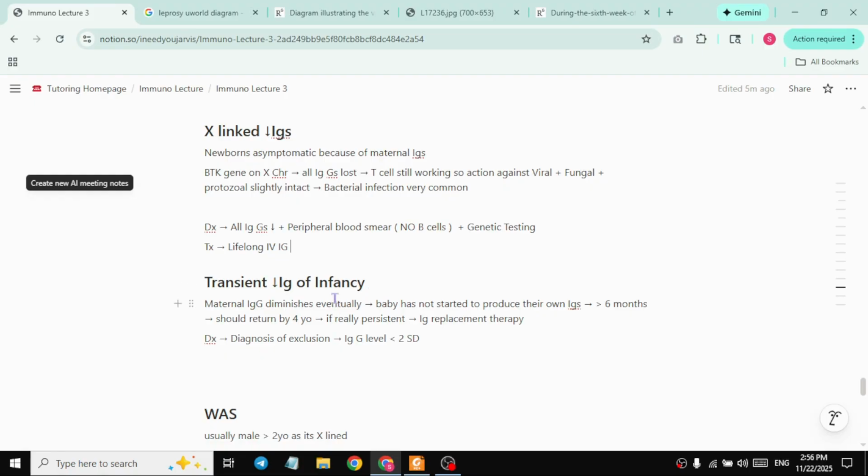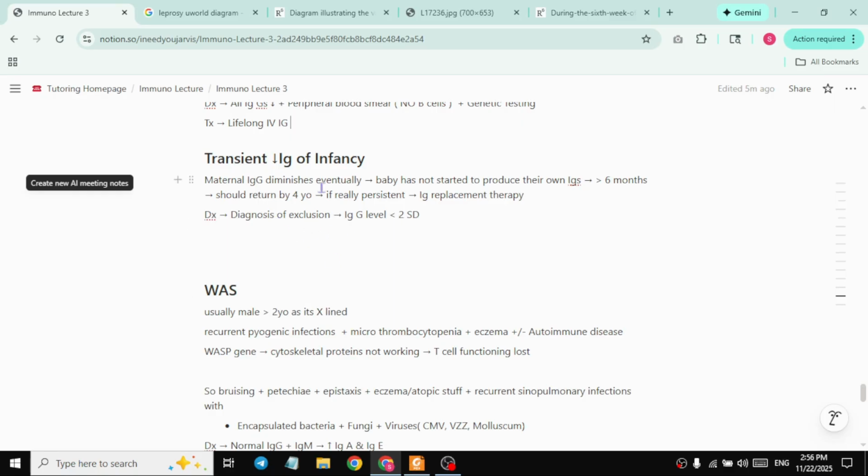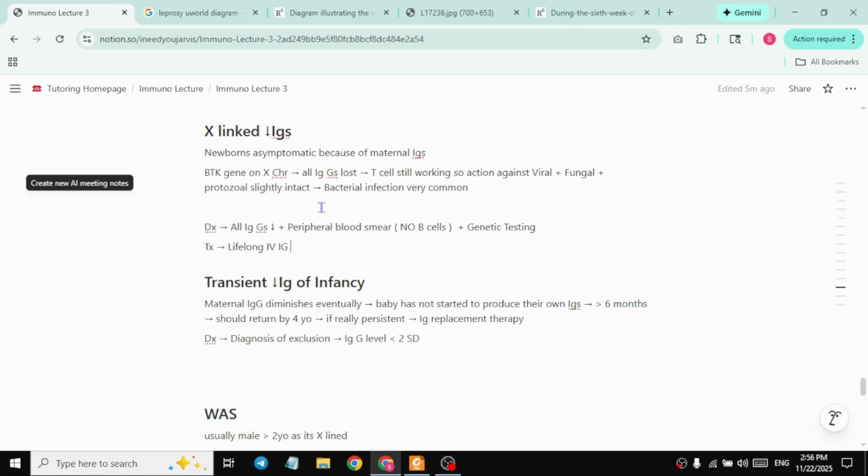Okay, now the thing is, usually the function returns back to the child by 4 years of age. Usually we recognize that the baby does not have any immunoglobulins, but eventually it will come back. But if it's really persistent and stays throughout life, then you might categorize the diagnosis as maybe like BTK mutation or something, right?